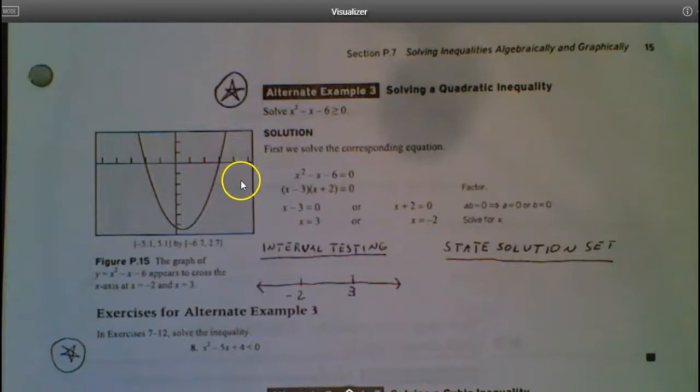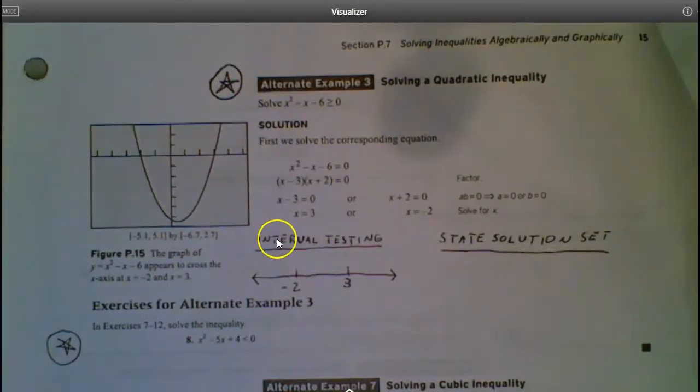So what we are looking for is where is this graph greater than 0? This is where it equals 0, right? Here's the line where it equals 0, right? So where is it greater than 0? So this portion right here is greater than 0, and this portion right here is greater than 0. The portion in between is the piece where it is less than 0, right? So the x-axis is our 0, right? So the portion of the graph that is above the x-axis is going to be our solution set.